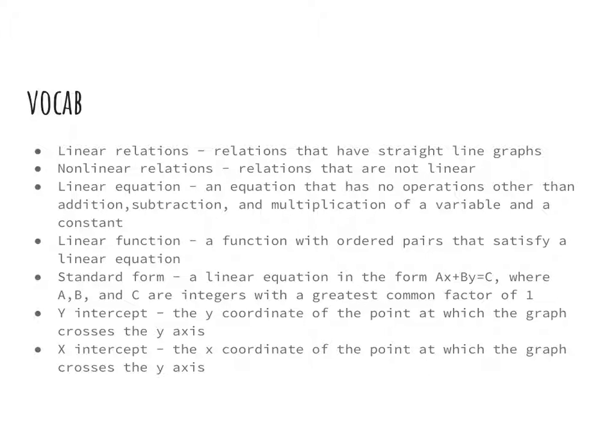Standard form is a linear equation in the form of ax plus by equals c, where a, b, and c are integers with a greatest common factor of 1. Y-intercept is the y-coordinate at which the graph crosses the y-axis, and an x-intercept is the x-coordinate where the graph crosses the x-axis. So that should say x, not y.